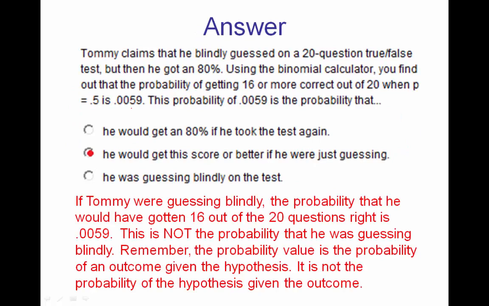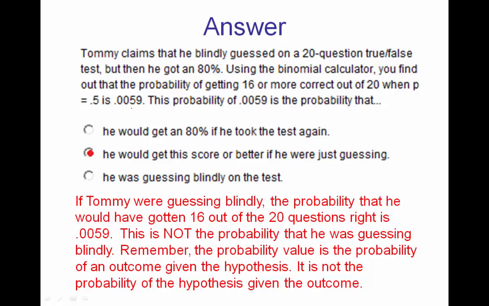If Tommy were guessing blindly, the probability that he would have gotten 16 out of 20 questions right is 0.0059. This is not the probability that he was guessing blindly. Remember, the probability value is the probability of an outcome given the hypothesis. It is not the probability of the hypothesis given the outcome.